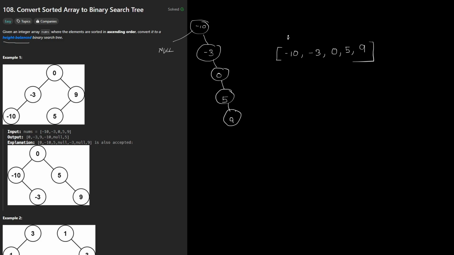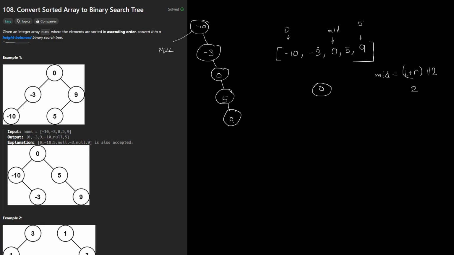Left would be pointing to minus 10 right now, and the other one to 9. So we are going to find the mid. So mid is going to be L plus R double divided by 2 to get an integer point. So it would be 2, this would be the mid. Once we got the mid, this is going to be our root. So 0 would be the root in this case.